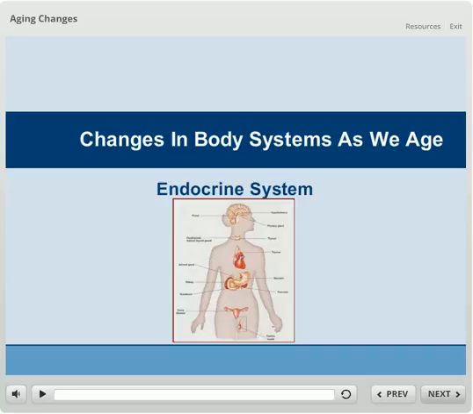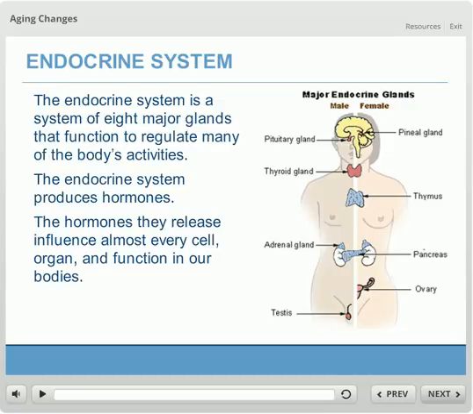Changes in body systems as we age, the endocrine system. The endocrine system is a system of 8 major glands that function to regulate many of the body's activities. The endocrine system produces hormones. The hormones they release influence almost every cell, organ, and function in our bodies. The diagram in this slide shows the major endocrine glands in the male and female.